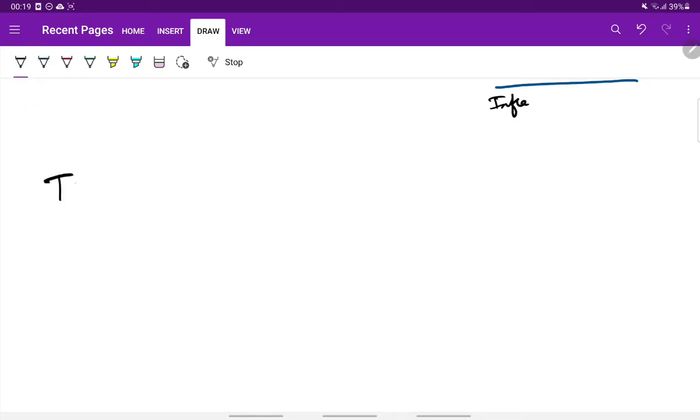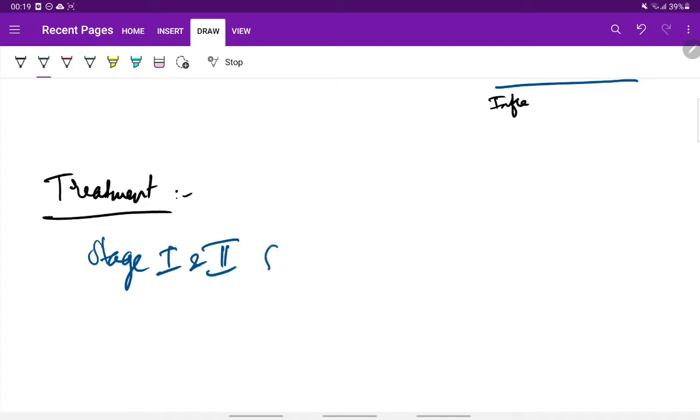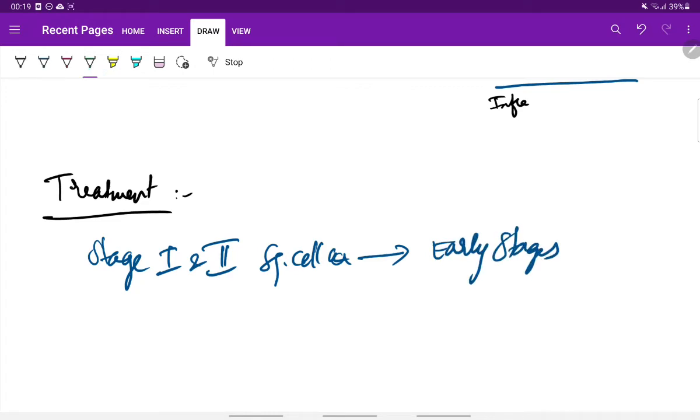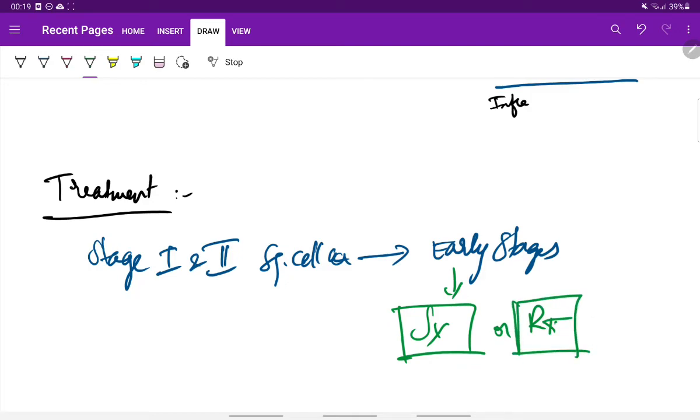Next, coming to the treatment. The early stages, that is stage 1 and 2 squamous cell carcinoma, are treated with surgery. The treatment of choice is surgery, or radiotherapy is also found to be equally effective. So for stage 1 and 2 squamous cell carcinoma, that is early stages, the treatment of choice is surgery or radiotherapy, both giving equal results.